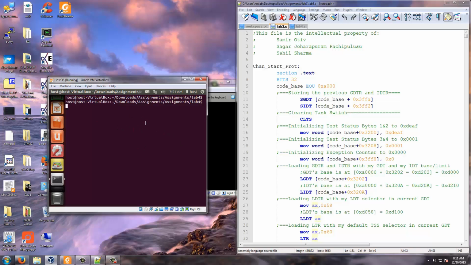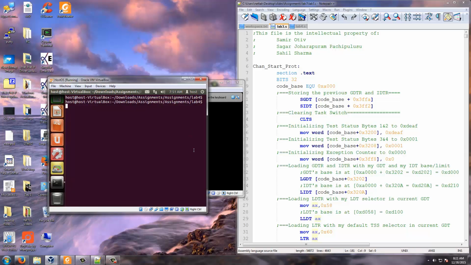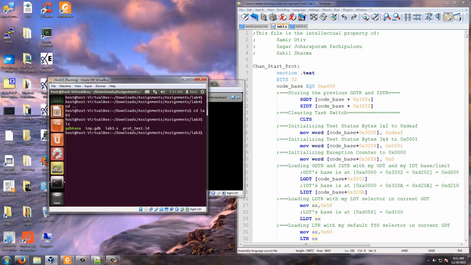So this is the host machine. The other machine, the guest machine, is already running. Now we are in the lab. We have to go to lab 3. And you have everything here. So what we do is ./gdb lab 3. It's compiled now. Now we will go and open a new tab.